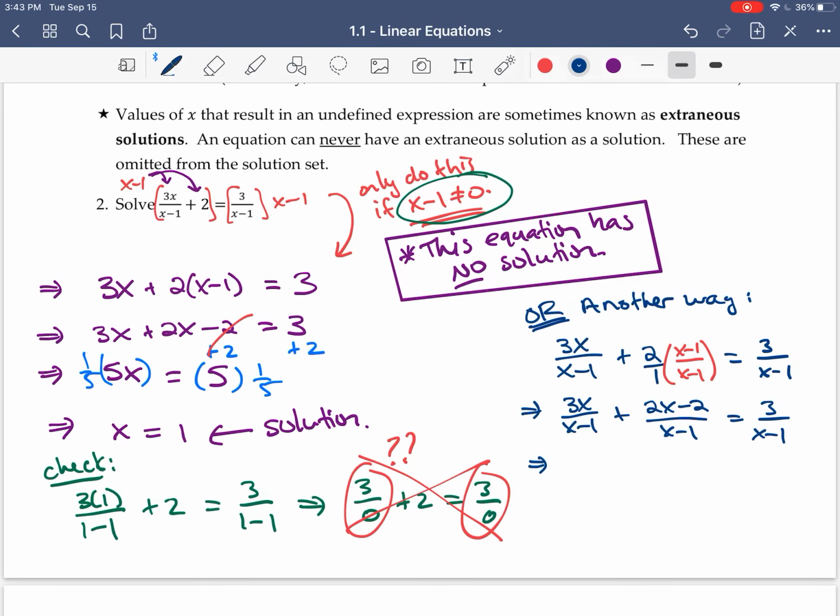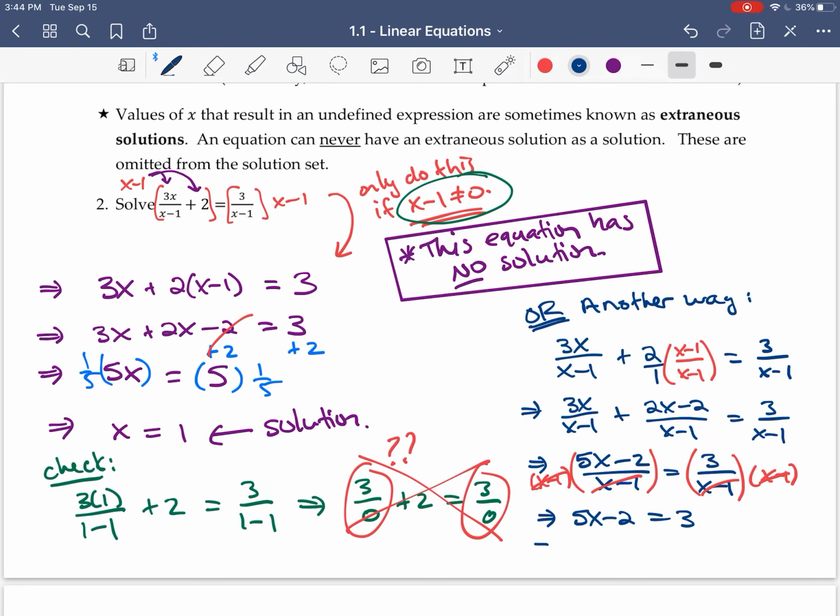And now we can put them together. So 3x plus 2x is 5x, and then I have a minus 2 over x minus 1. And we want to know when is that equal to 3 over x minus 1. These two things have the same denominator, so they're going to be equal to each other exactly when the tops are equal. So what this actually means is that 5x minus 2 needs to equal 3. You could also see that if you multiply both sides by x minus 1, because it's going to kill off the denominator. So that's another way to see that.